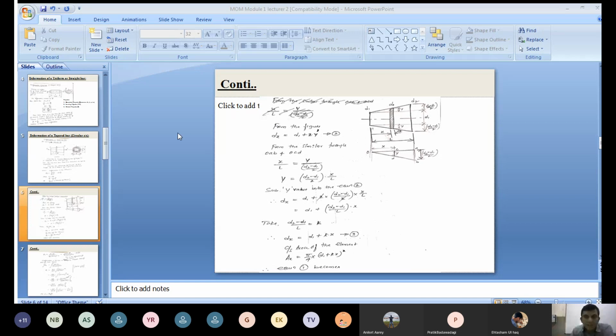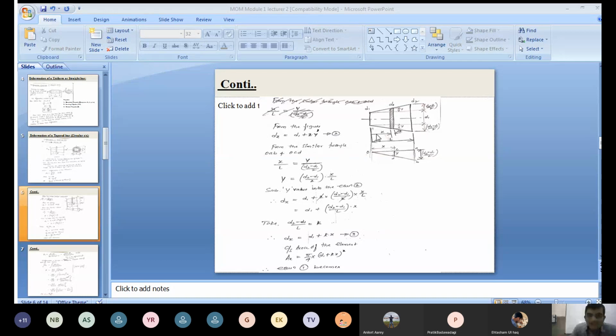From the similar triangles OAB and OCD, how do you get the ratio? The smaller side x divided by, for the larger triangle, the length L. x by L is equal to y by (d2 minus d1) divided by 2. Another ratio you will get is OC by OA, equal to CD by AB, equal to OD by OB. These are the equations from similar triangles.